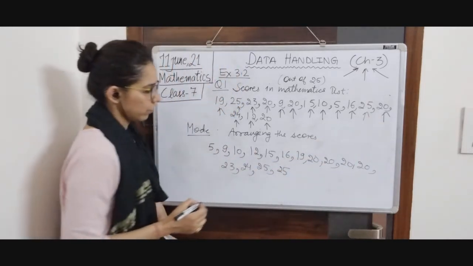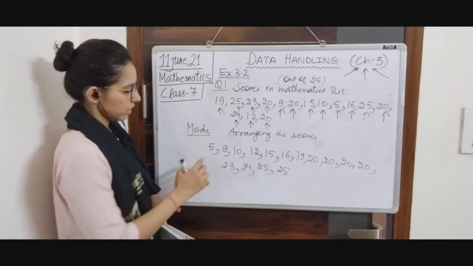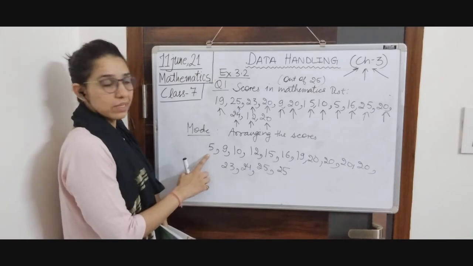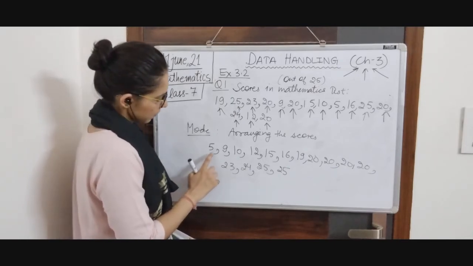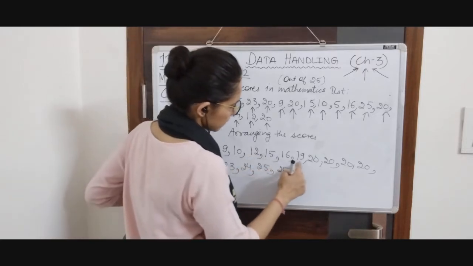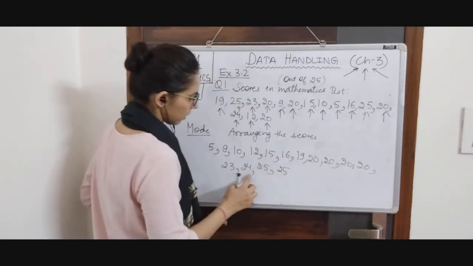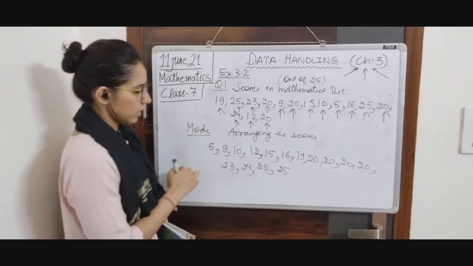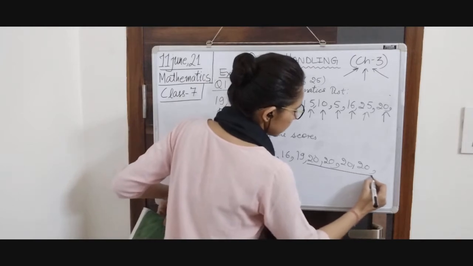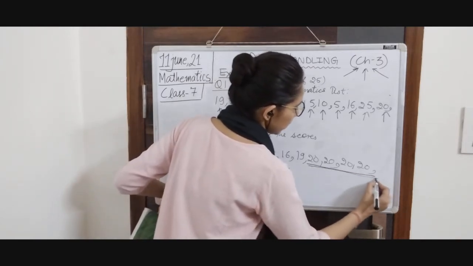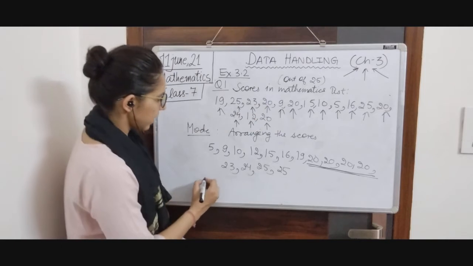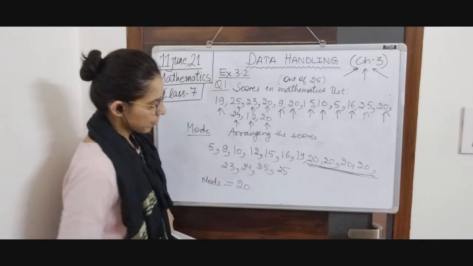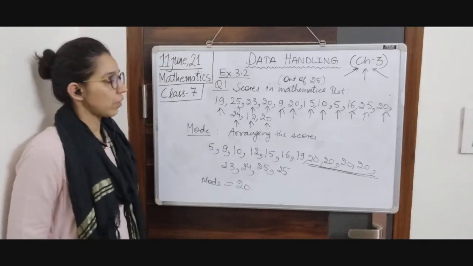We will count the number of observations again to check if we have skipped any observation by chance. 1, 2, 3, 4, 5, 6, 7, 8, 9, 10, 11, 12, 13, 14, 15. It means we have written all the observations. Now it is quite easy to see that this observation is occurring most often. It means mode of this observation is 20.